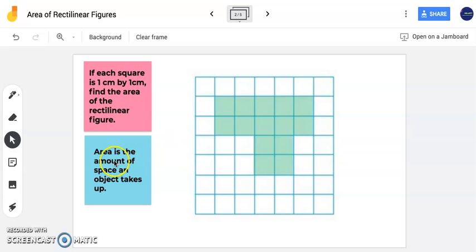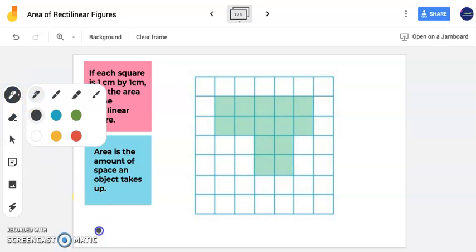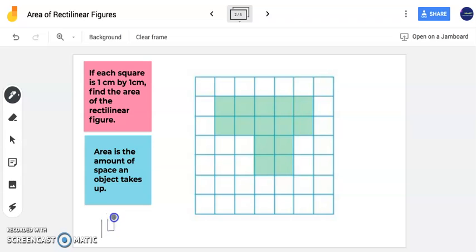Now as a reminder, area is the amount of space an object takes up. So there are two ways you can do this. In this example here, we can simply count each square and determine the area. So if I was to do that, I can go 1, 2, 3, 4, 5, 6, 7, 8, 9, 10, 11, 12, 13, 14. So I'm going to write down here that my area is 14 square centimeters.